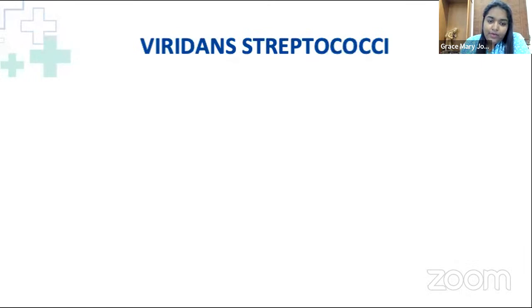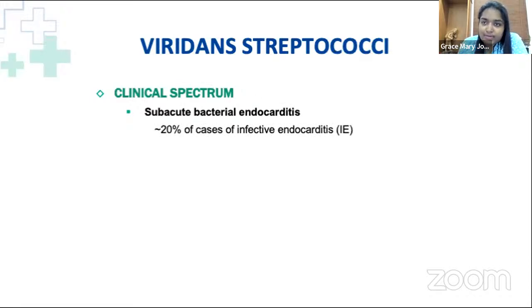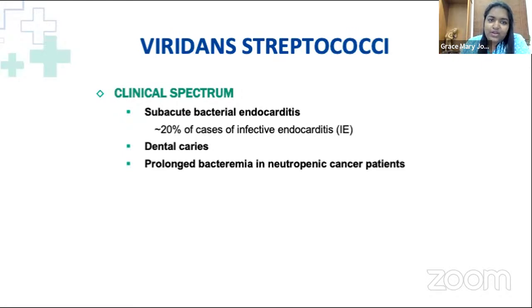Now, what are the common problems that these organisms cause? One is subacute bacterial endocarditis, which causes 20% of infective endocarditis. Subacute bacterial infective endocarditis is something it causes. Dental caries, as I said, since it is in the mouth, and prolonged bacteremia in neutropenic cancer patients.